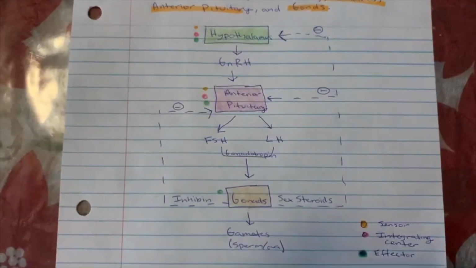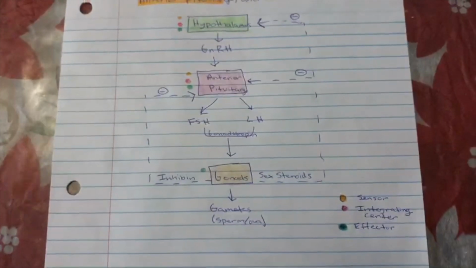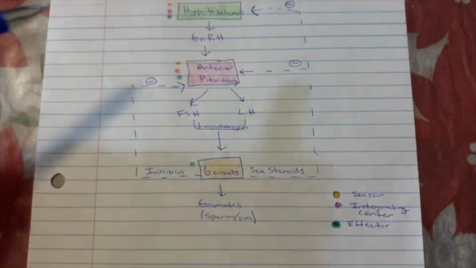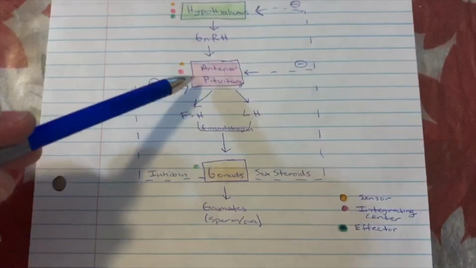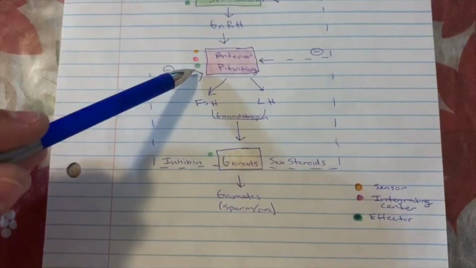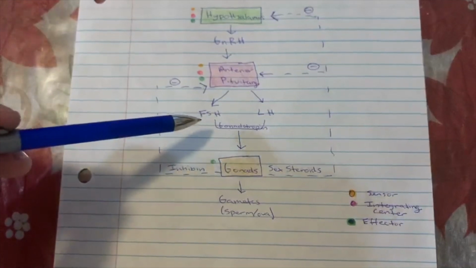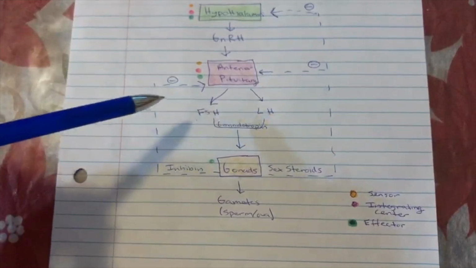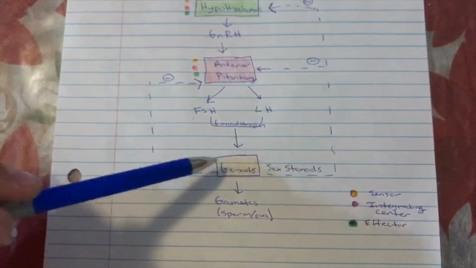Let's go ahead and talk about the interaction between the hypothalamus, anterior pituitary gland, and the gonads. The hypothalamus works as a sensor, integrating center, and an effector all in one. The hypothalamus is where the gonadotropin-releasing hormone is released. This is released to the anterior pituitary, which is also a sensor, integrating center, and an effector all in one. The anterior pituitary gland is responsible for releasing the follicle-stimulating hormone, or FSH for short, and the luteinizing hormone, or LH for short. These two hormones constitute gonadotropins and act on the gonads.